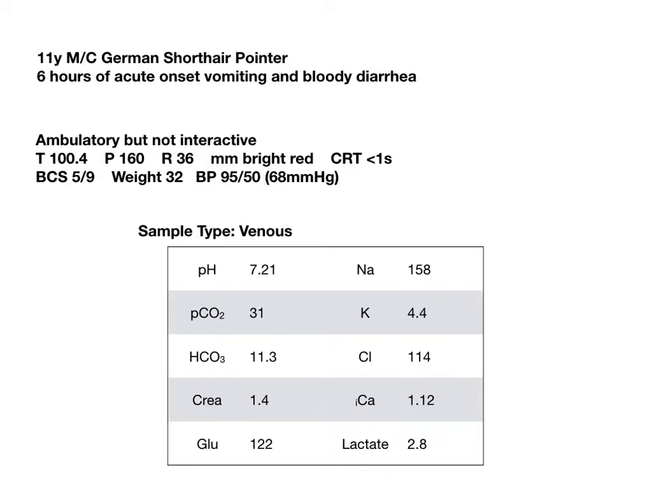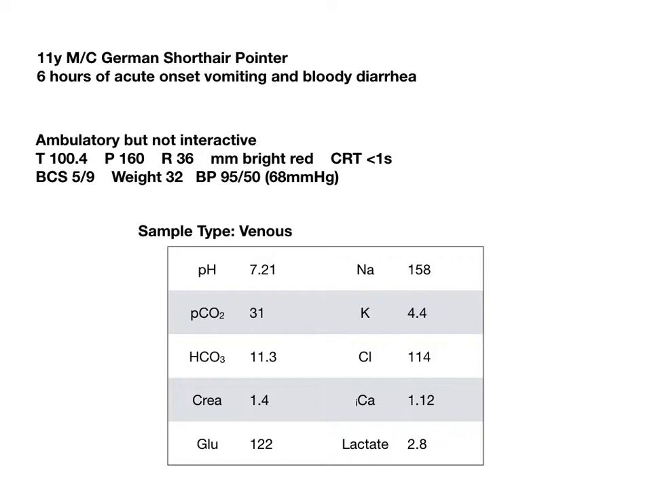This is an 11-year-old male castrated German Shorthair pointer with a 6-hour history of acute onset vomiting and diarrhea. The diarrhea is profuse and has become bloody, prompting presentation to the emergency room. On presentation, the dog's ambulatory, but he's really quiet. His heart rate's a little high. His mucous membranes are bright red. Capillary refill time is nearly instant. And his blood pressure is a little bit low at 95/50 with a mean of 68. His blood work looks like this.